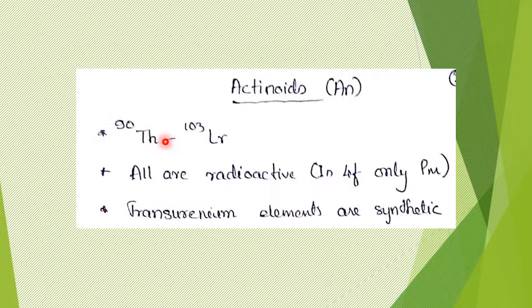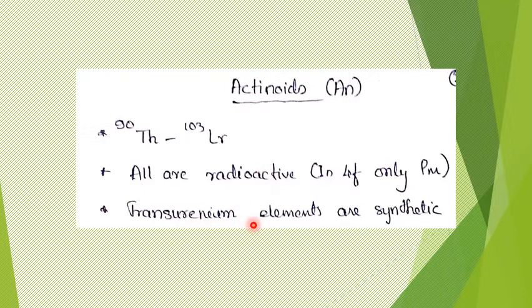One very important feature of these is that all of them are radioactive. Unlike the 4f series, where only promethium was radioactive, here all these elements are radioactive. That is one reason why the chemistry of actinoids is not explored. Handling these radioactive elements is difficult, right? And one more thing, they are not that easily available.